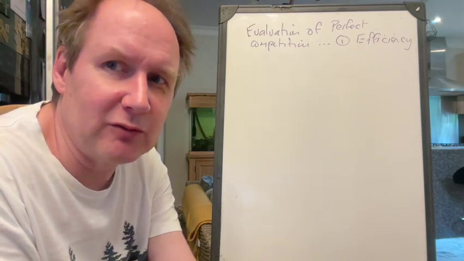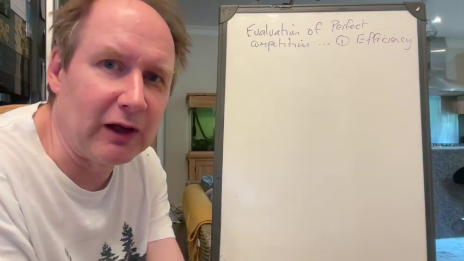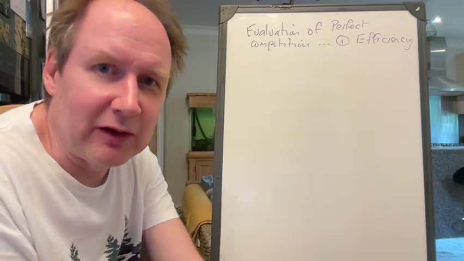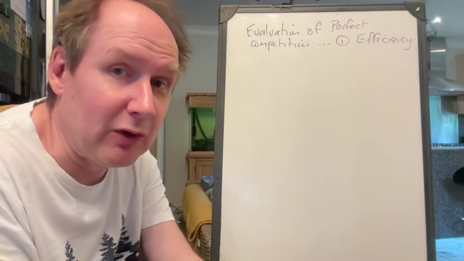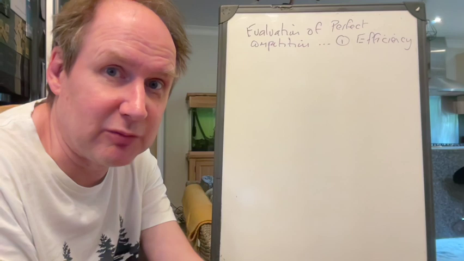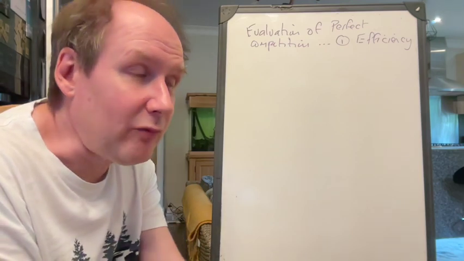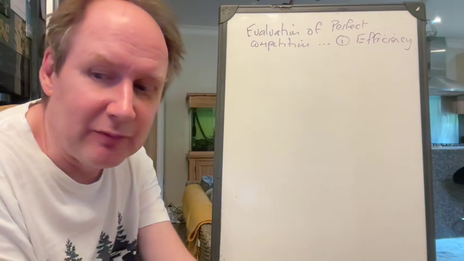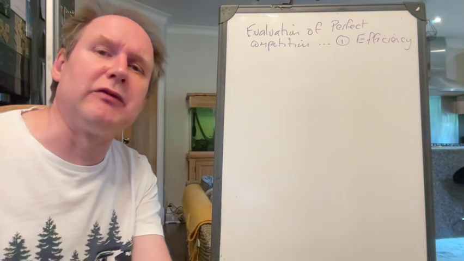And there are four types of efficiency that we're going to look at: allocative, productive, X, and dynamic. In this initial video, I'll just explain what they are, and we'll apply those to perfect competition. But you'll come back to these again and again and again. So let's take allocative efficiency.